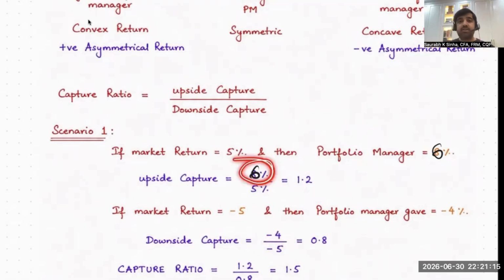This was the portfolio manager return. This was the market return. So again, I'm saying this is the portfolio manager return. This is the market return. So upside capture or downside capture has the same formula.